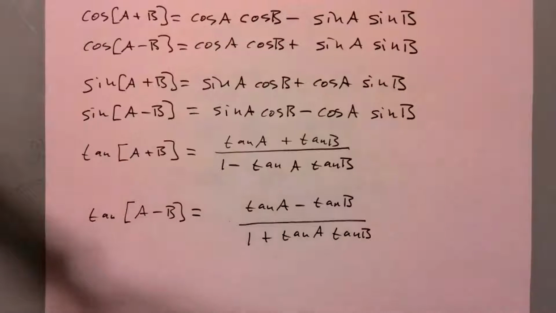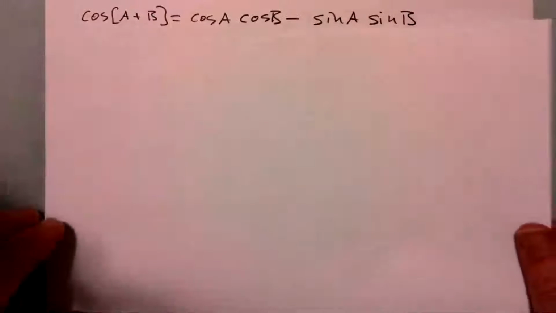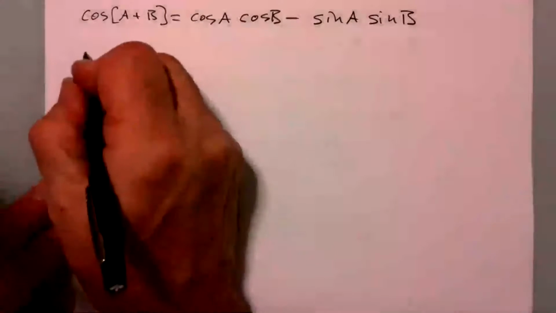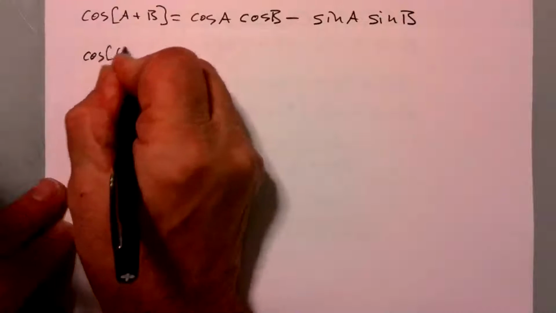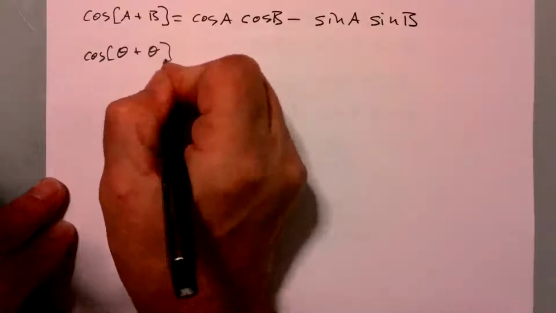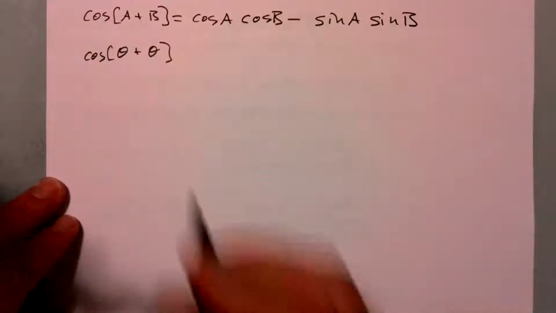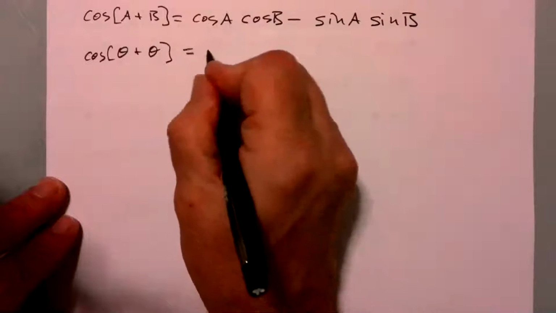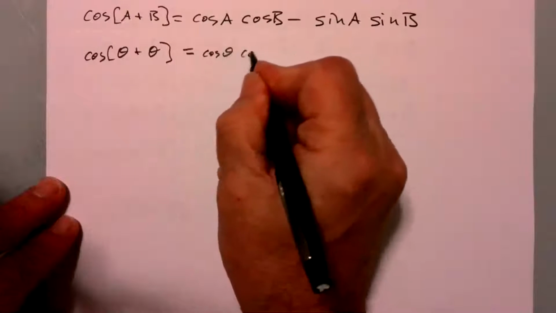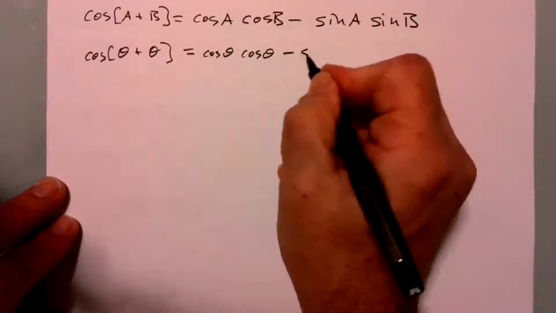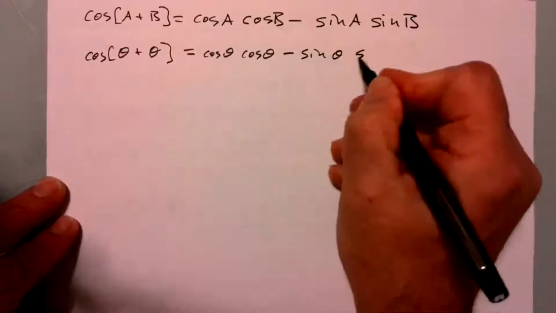So let's go ahead and recreate those. We looked at them in the last video, but we're going to look at them again. So this time I'm going to look at cosine. I'm going to let A be theta, and I'm going to let B be theta. So I have cosine of theta plus theta. What will that be? Cos theta cos theta minus sine theta sine theta.